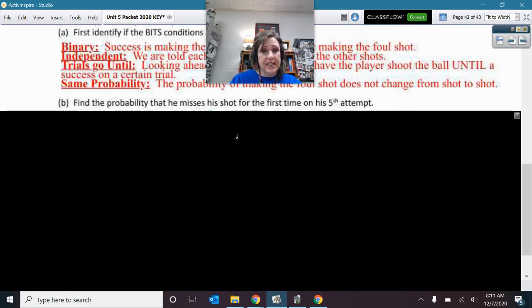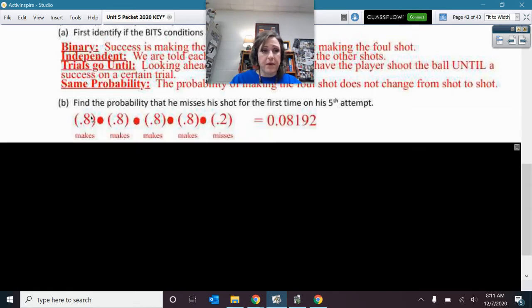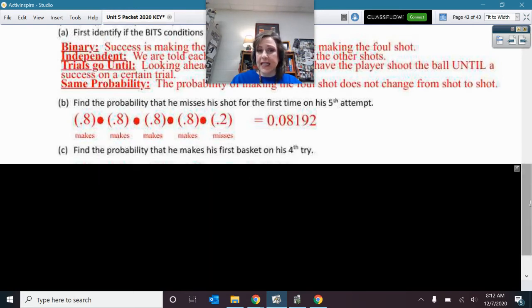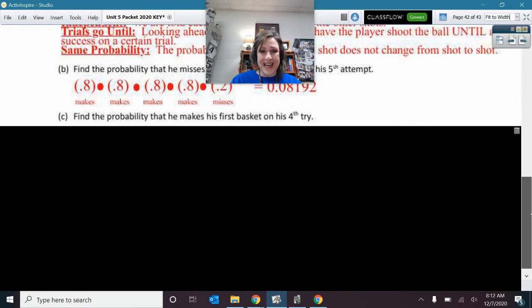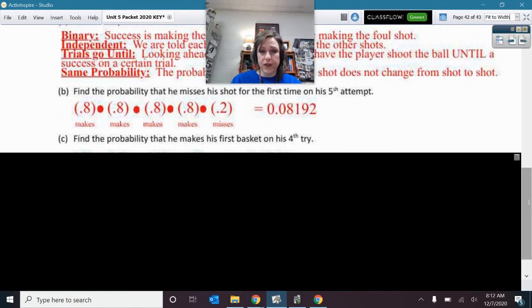So here we did this like before where we just have him making the shot until he misses it on the fifth. Okay, so we need this and this and this and this and then misses it. Find the probability that he makes the first basket on the fourth try.